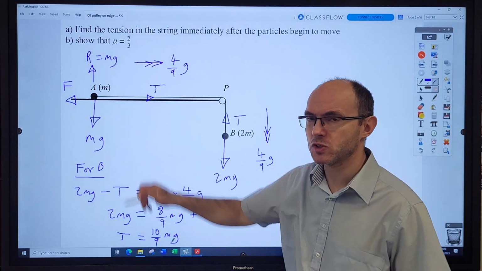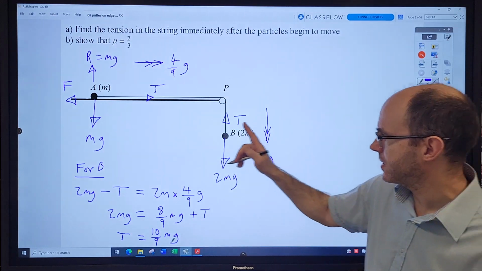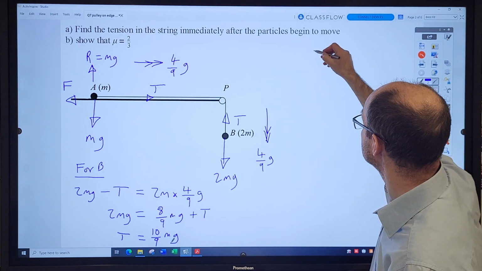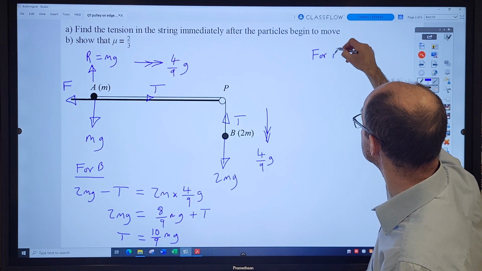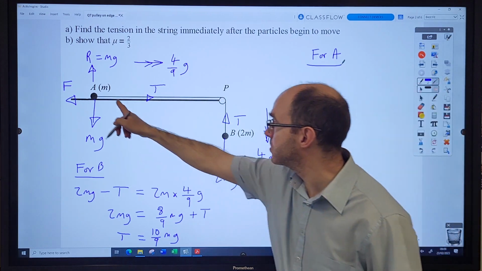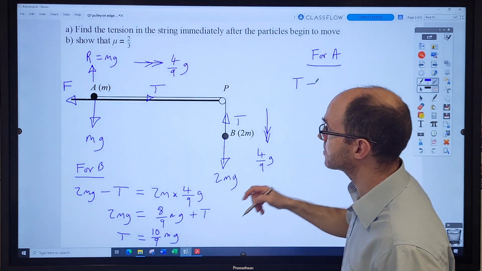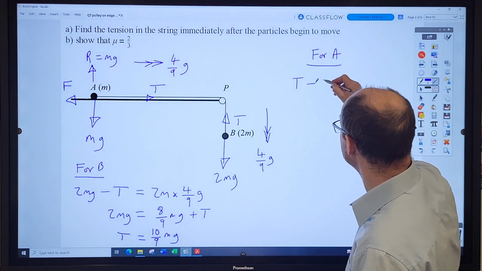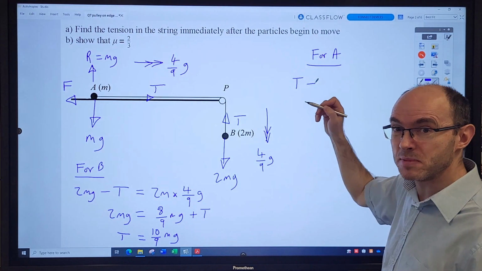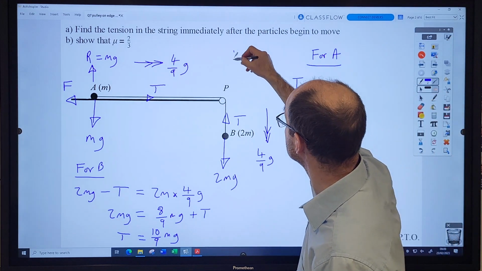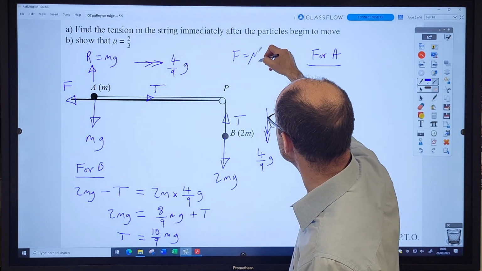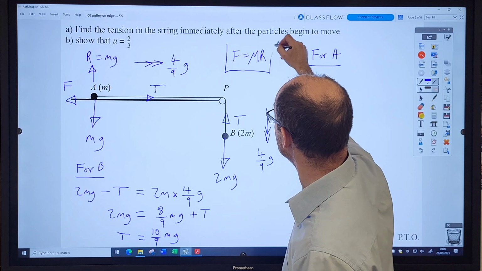Show that mu is equal to 2/3. Right, well, because we've done the motion for B, we're going to have to consider the motion for A, aren't we? So let's do that now. So A is moving towards the right, so tension is positive, and then subtract from that the friction. I'm going to write mu R. Remember, we can use the equation F equals mu R when we've got friction involved.